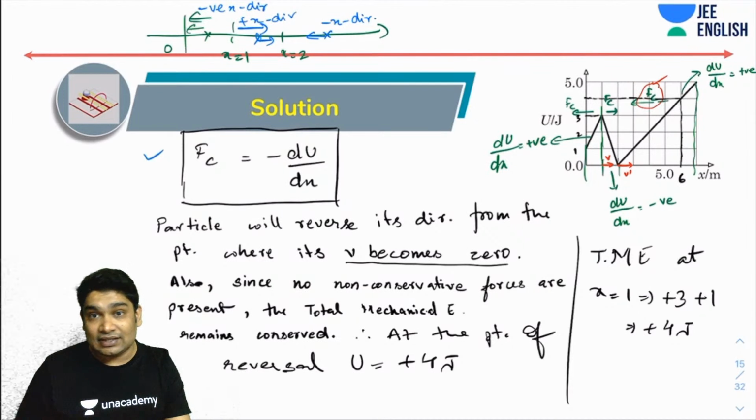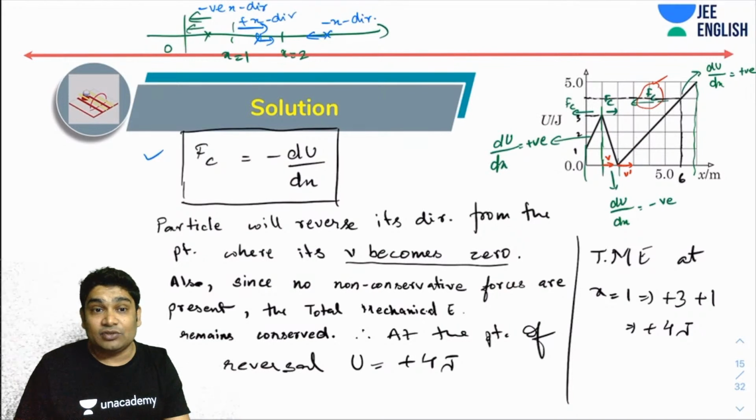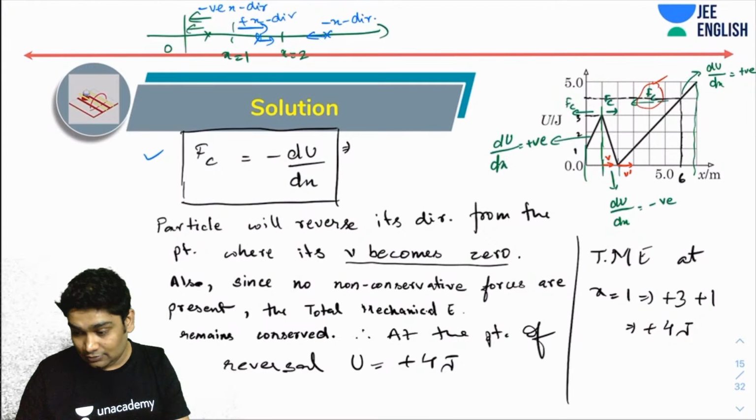Next time remember this, that a conservative force is related to its potential energy function with the help of that relation. F conservative is equal to minus dU over dx. This is for 1D, by the way. For 1D.